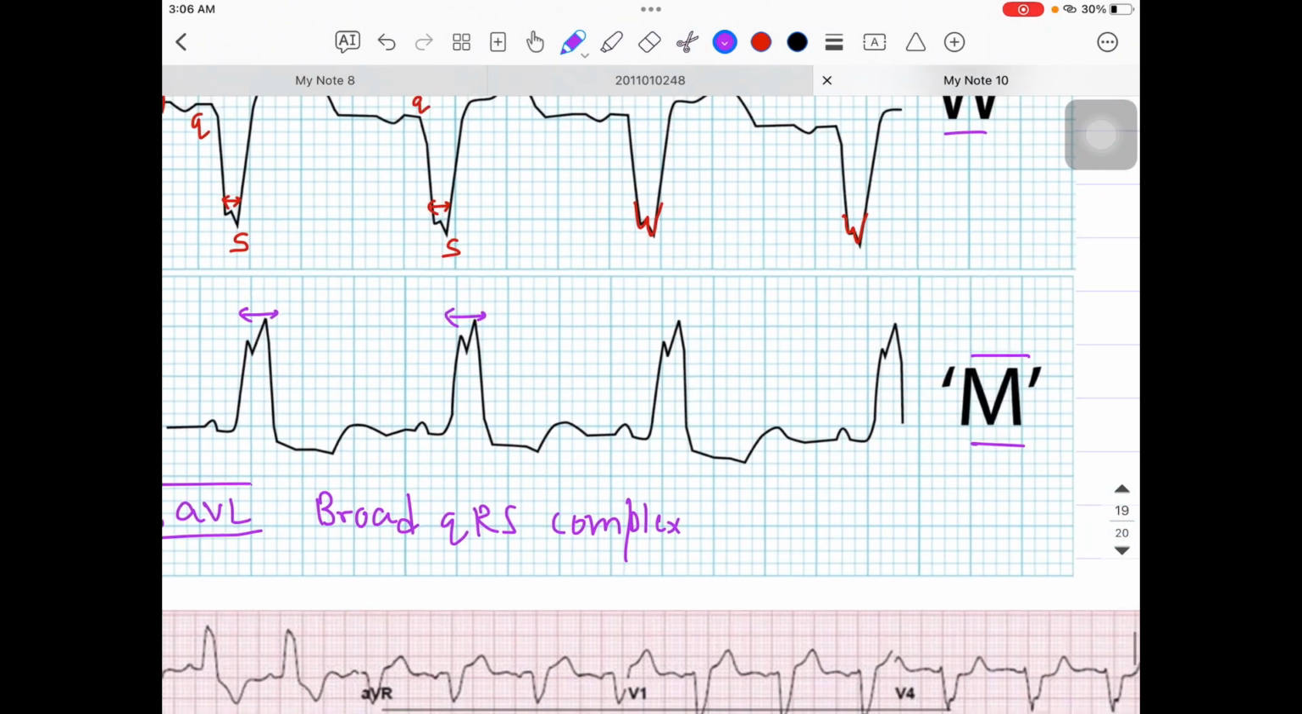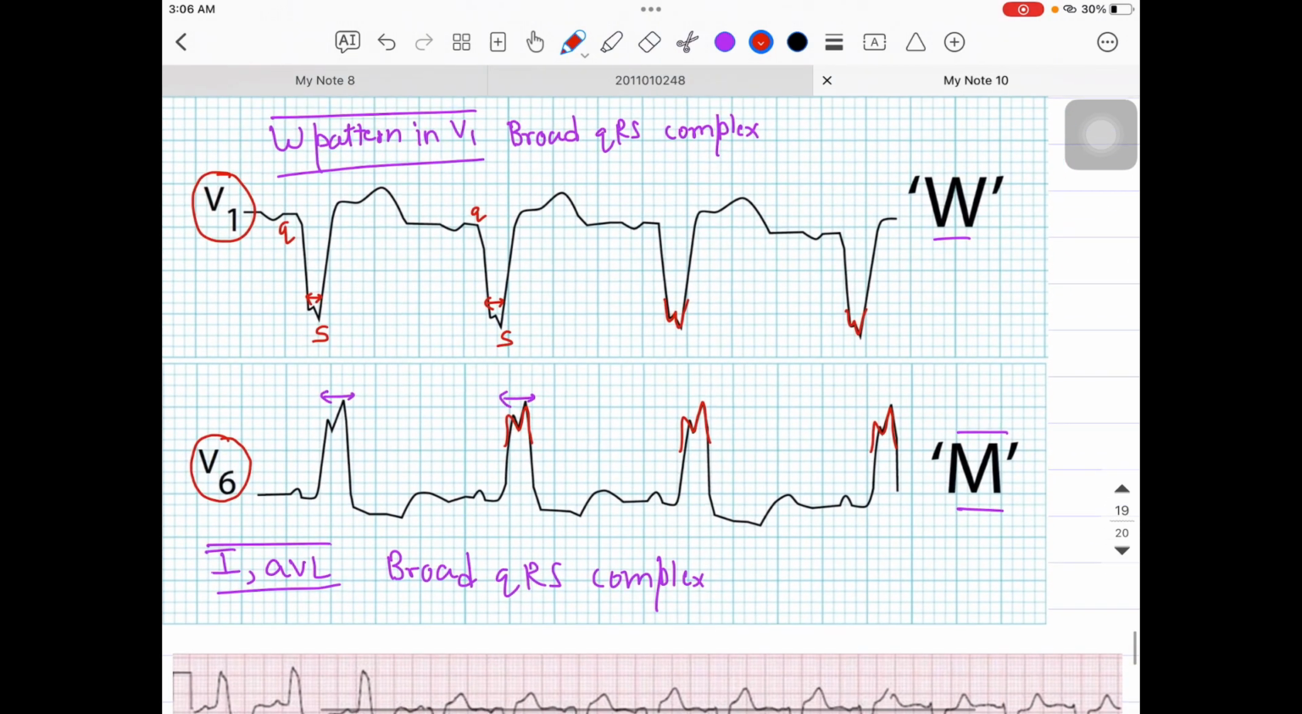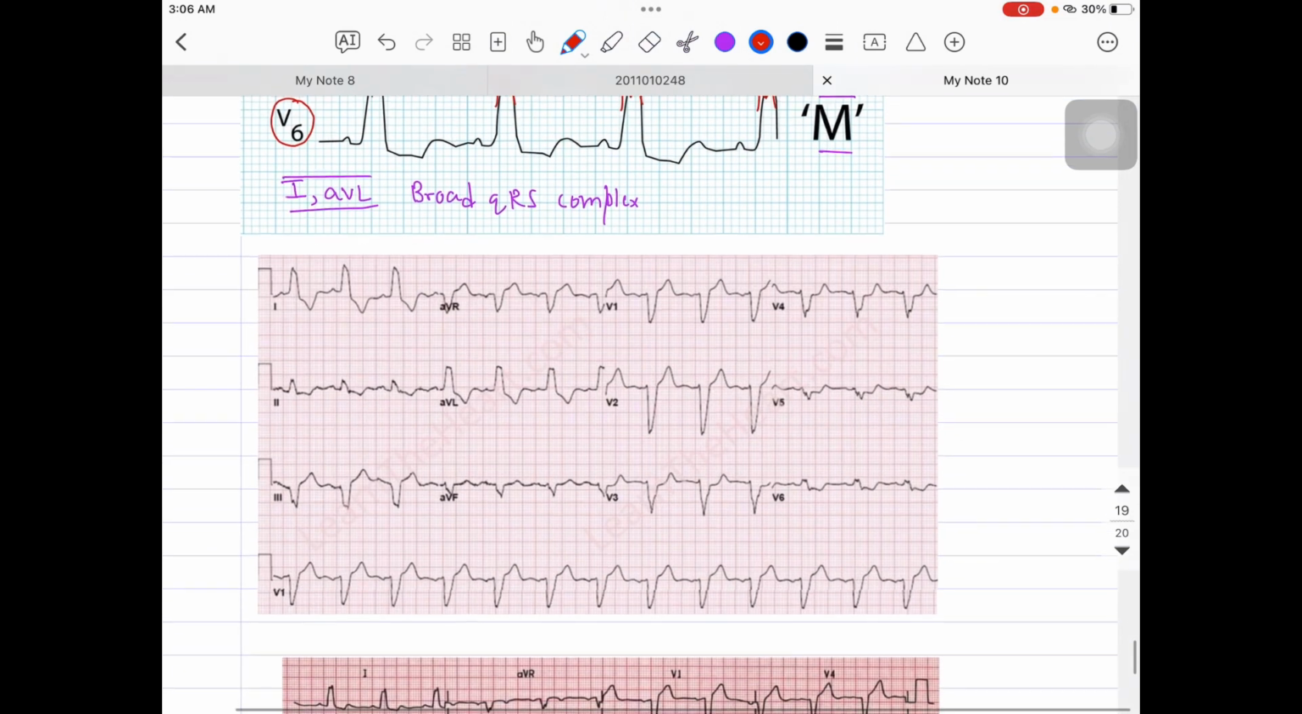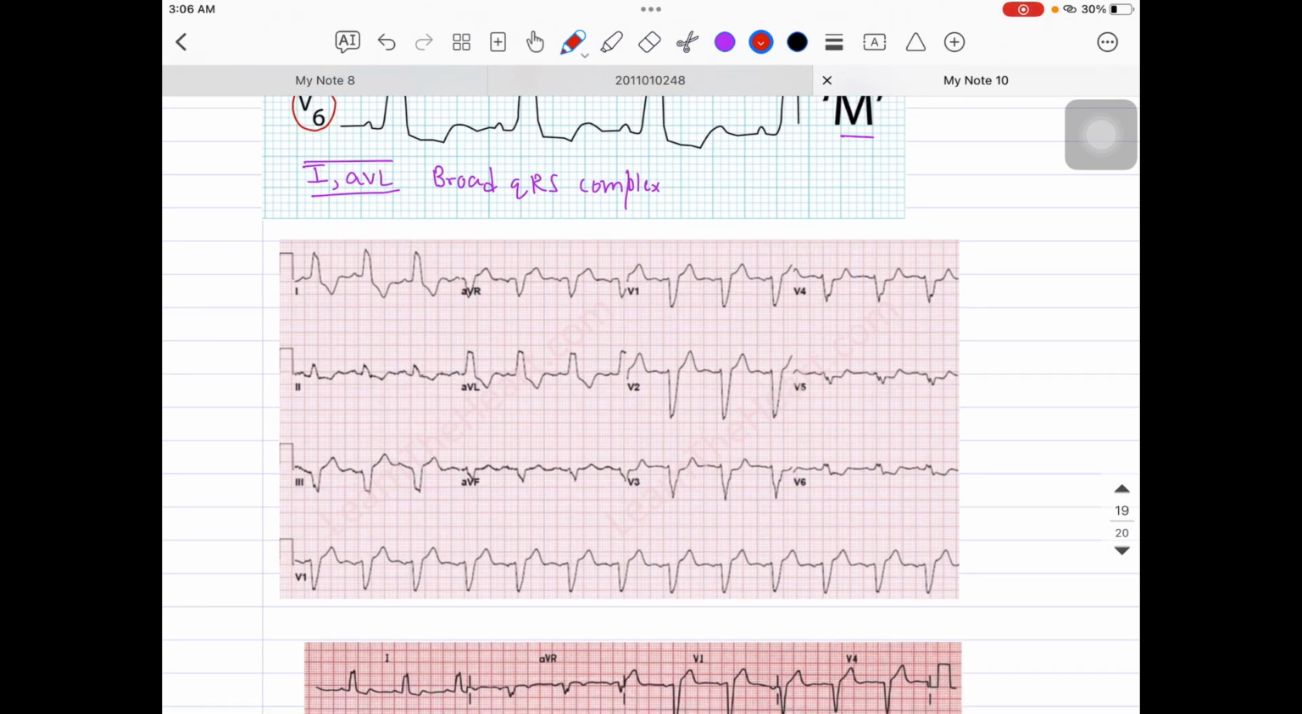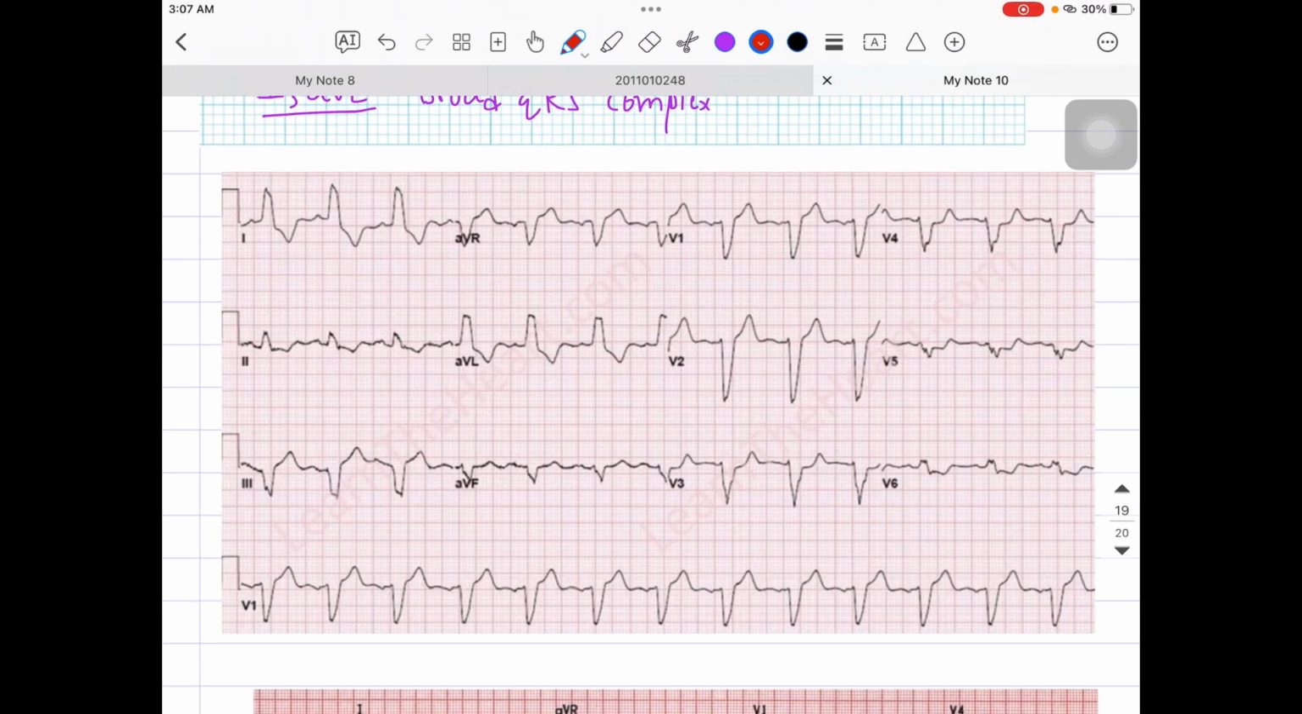Now what pattern are we seeing? We are seeing the M kind of pattern, isn't it? So W pattern in V1 and M pattern in V6, or lead 1 and aVL. If we are seeing this kind of pattern, then we can say that this patient is having LBBB also. So first of all you need to find out whether the patient is having LVH or not. Once you are done with that, then you need to find out whether this patient is having LBBB also or not, right? Left bundle branch block or not.